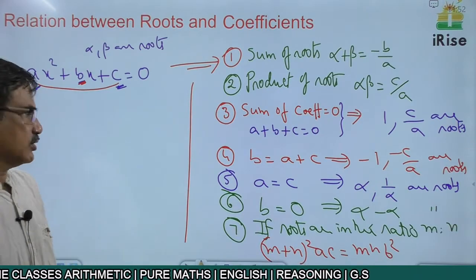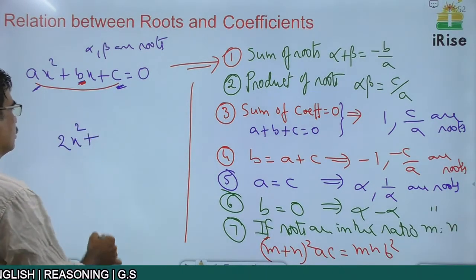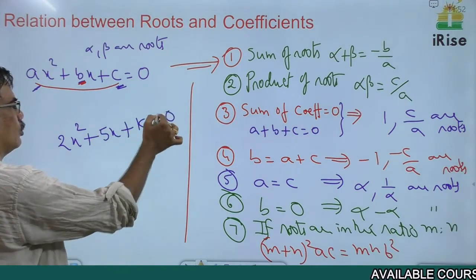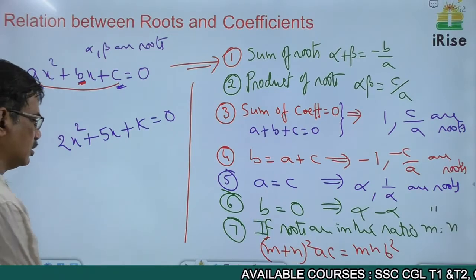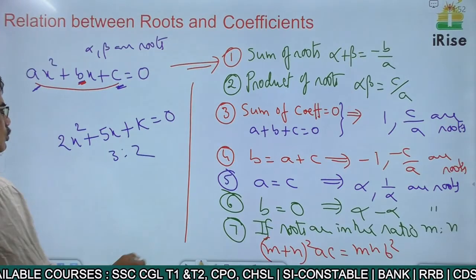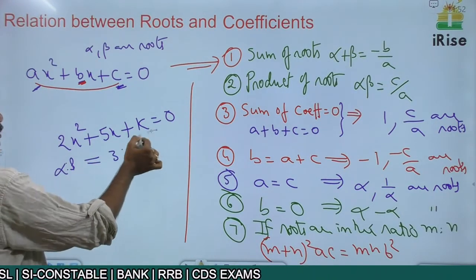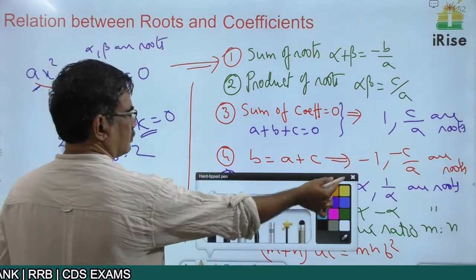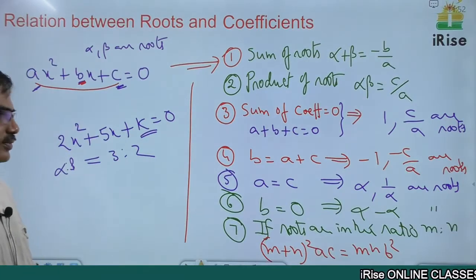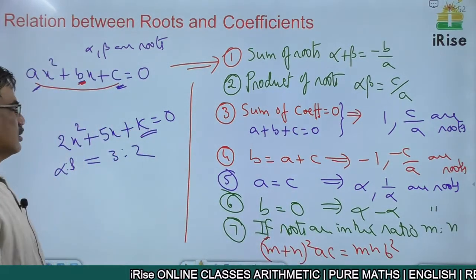I want to give a simple example. 2x square plus 5x plus k is equal to 0 is a quadratic equation whose roots are in the ratio 3 is to 2. Alpha is to beta is equal to 3 is to 2. Then what is the value of k? Here I want to use this condition to get the k value directly.